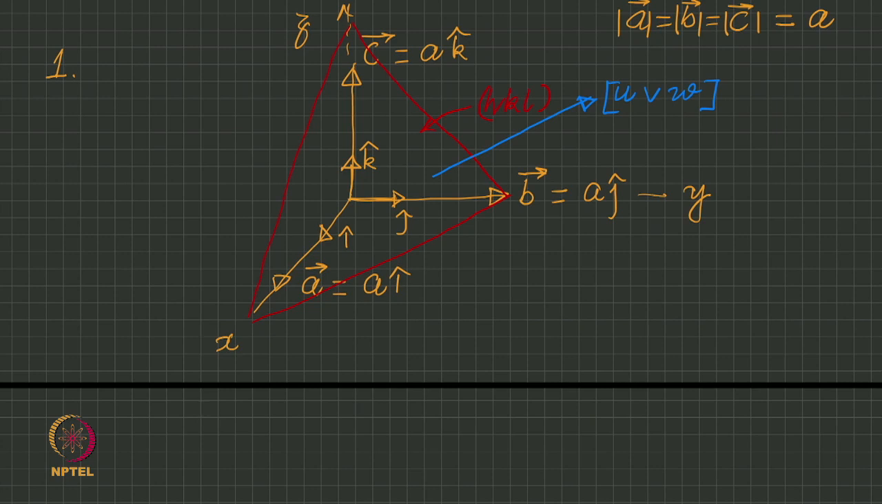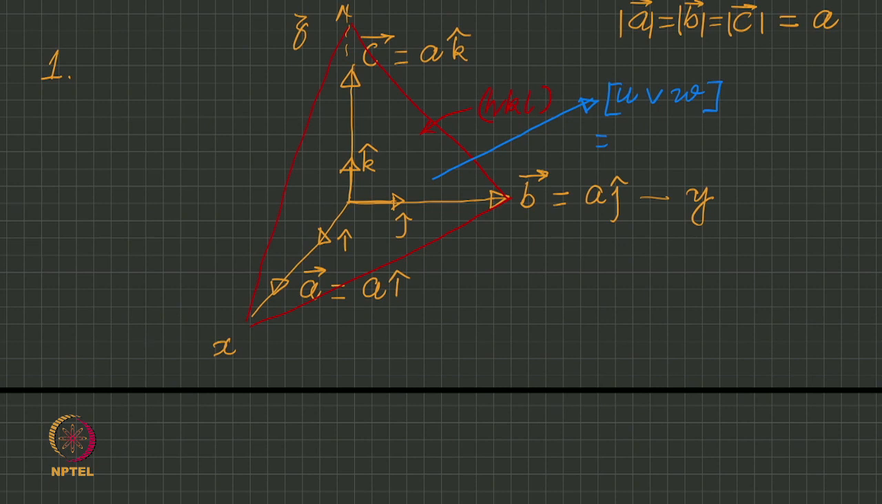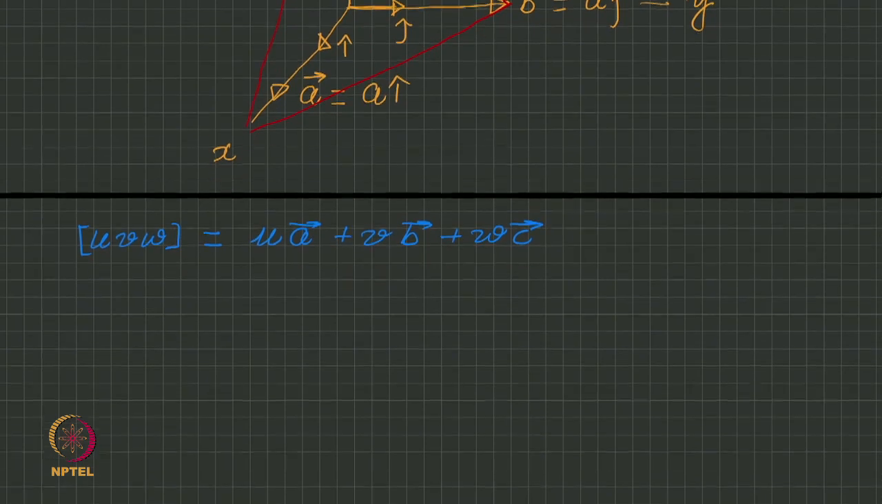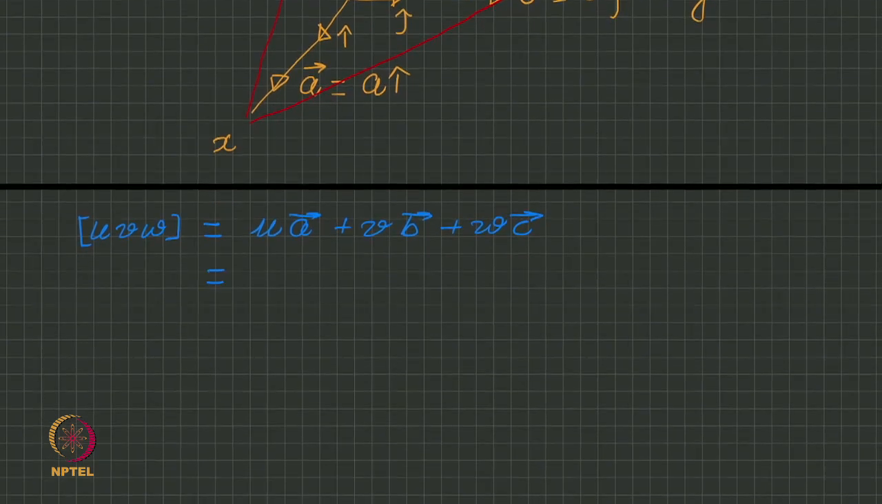UVW direction means in terms of vector, because UVW is the Miller indices of the direction, and the Miller indices of the directions are nothing but components with respect to the crystal basis, and the crystal basis is a, b, c. So, vector UVW is nothing but u times a plus v times b plus w times c, which in the cubic case reduces to u a times i plus v a times j plus w a times k.